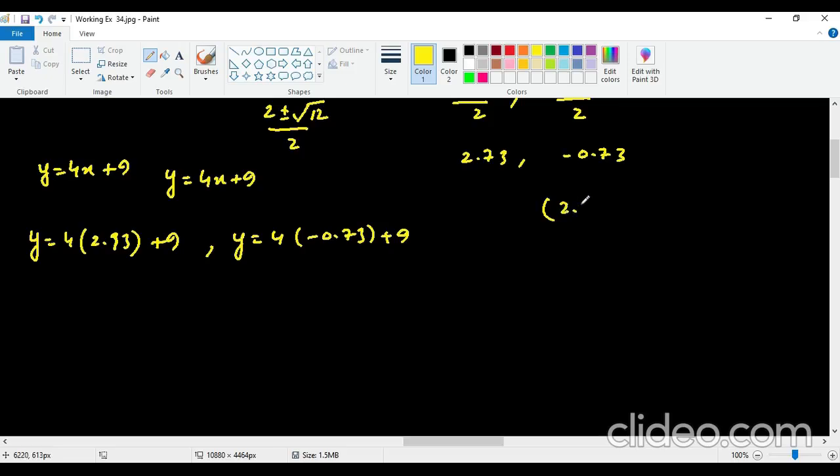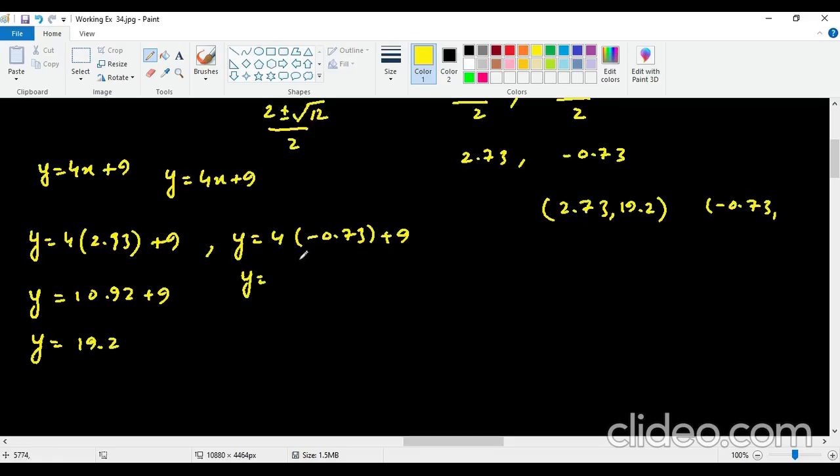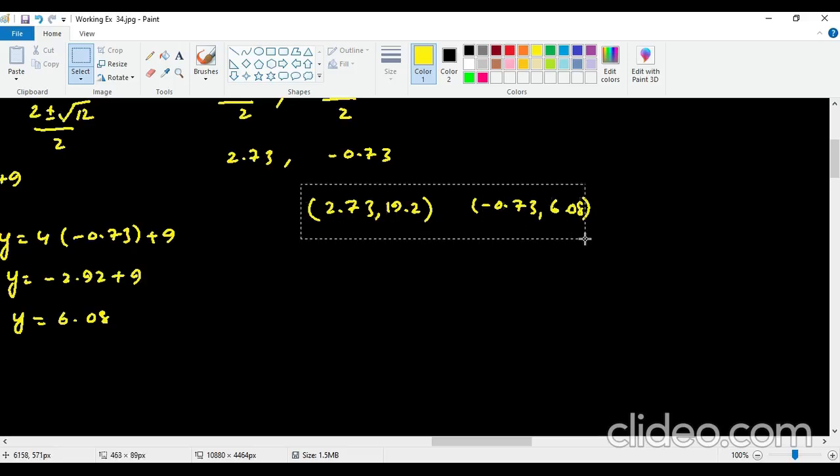In bracket, if I write 2.73 over here and negative 0.73 like this, and now we are going to find out y. For 2.73, y is going to be equal to 10.92 plus 9. So y is equal to 19.92. I will write 19.92 here and close the bracket. And now this time it's going to be negative 2.92 plus 9. So y equals 6.08. So 6.08 is going to be coming here. This is the value of x and y, and this is your final answer for question number 7.